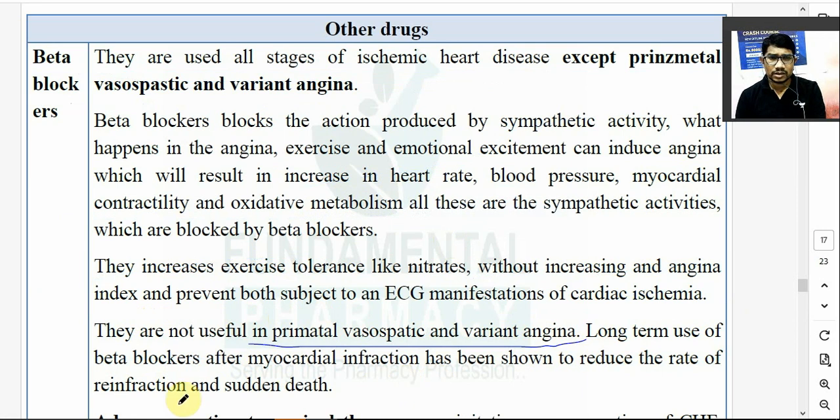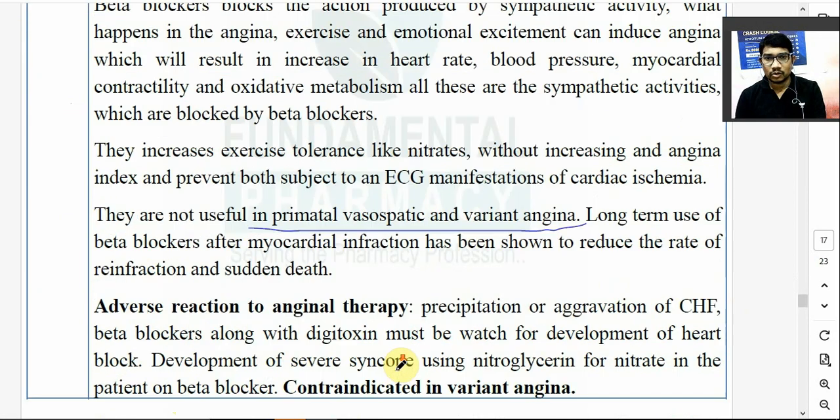Long-term use of beta blockers after myocardial infarction has reduced the rate of re-infarction and mortality. ये जो बीटा ब्लॉकर्स हैं, लॉन्ग टर्म यूज ऑफ बीटा ब्लॉकर्स आफ्टर मायोकार्डियल इन्फ्रैक्शन हैज बीन शोन टू रिड्यूस द रेट ऑफ री इन्फ्रैक्शन. एक बार इन्फ्रैक्शन हो गया, उसके बाद में ये बीटा ब्लॉकर्स चालू किए, तो री इन्फ्रैक्शन बहुत कम बार होता है और डेथ होने का चांस कम हो जाता है. They will increase the life span of your patient.